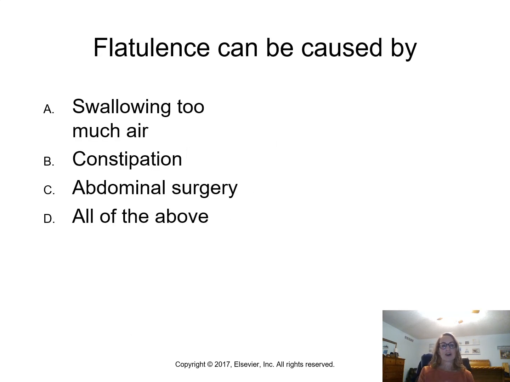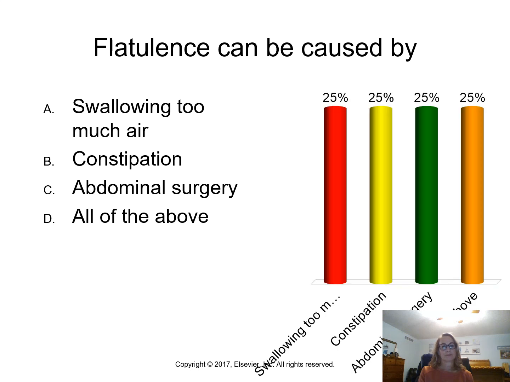All right, flatulence can be caused by which? All the above: swallowing too much air, constipation, and abdominal surgery.